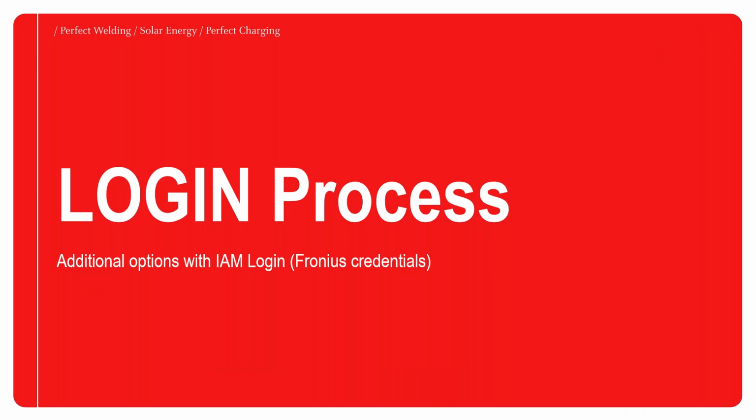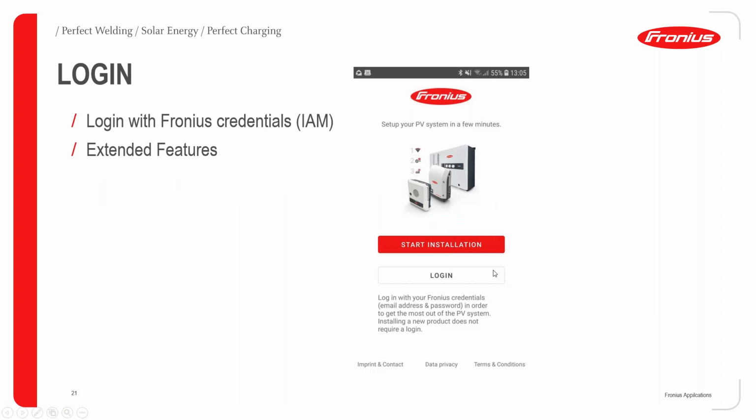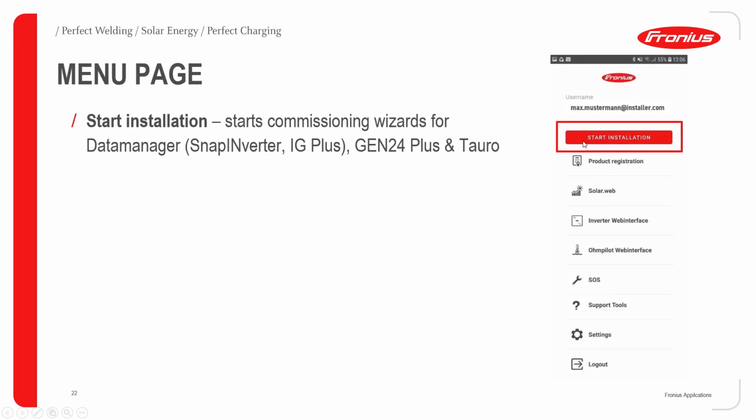Login process. Remember, in the beginning I mentioned there are two options available. You can start installing or commissioning an inverter, or you can log in. So in case you already have a Fronius account, IAM login, then as soon as you log into your account, you will find the menu here. On the right side, you see the screenshot of the app. Maybe your app today might be different. This is a screenshot from the previous version.